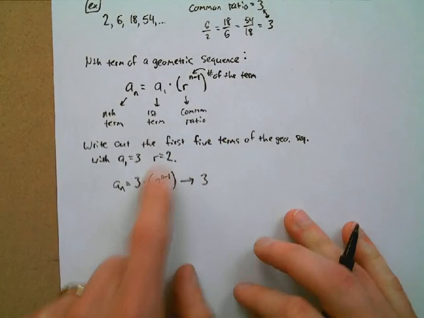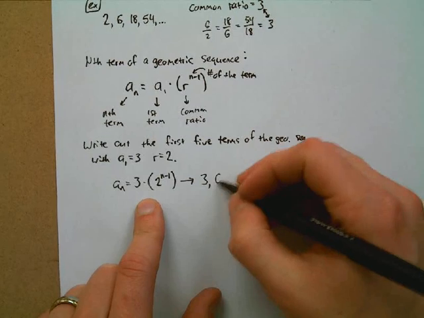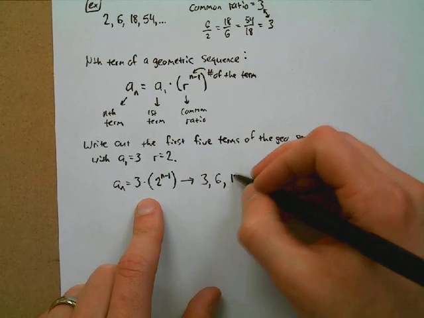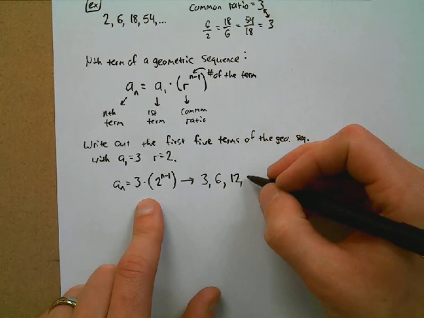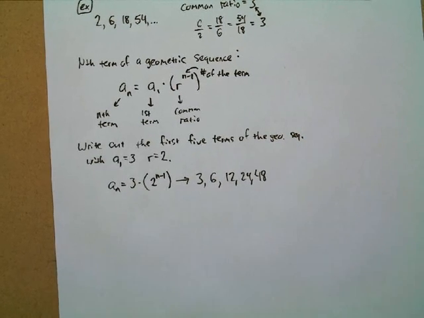12, right? And then 24, and then 48, and then we're done because we have the first 5 terms. Okay. But alternatively, you could plug in. So this is a sub 1, a sub 2, a sub 3, a sub 4, a sub 5 there. You could plug those in, right?